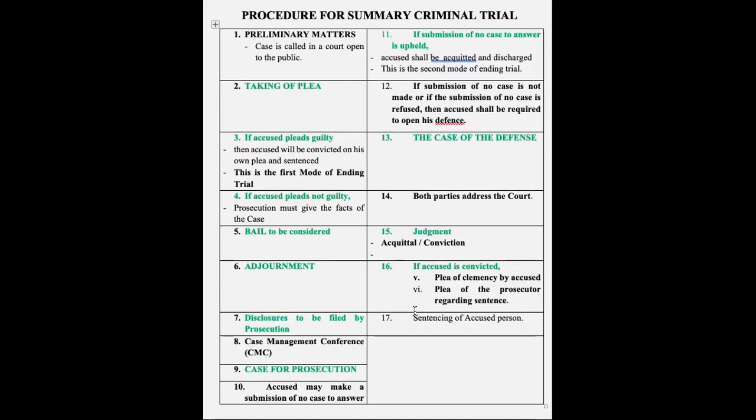After the bail is considered, then there has to be an adjournment. Remember adjournment. If accused is in custody, no more than 14 days. If he's on bail, no more than 30 days. But as we are adjourning, we direct the prosecution that they should file all their disclosures at least 2 days before the case management conference. After the case management conference, we'll fix timelines for the hearing.